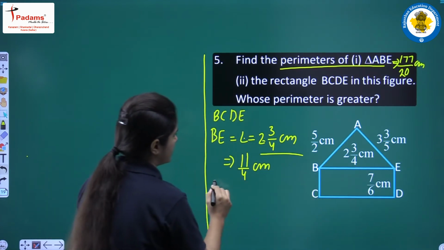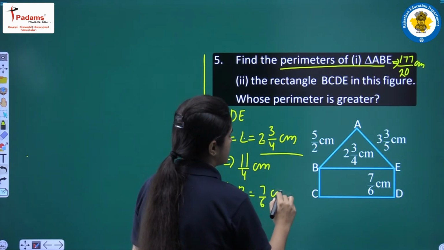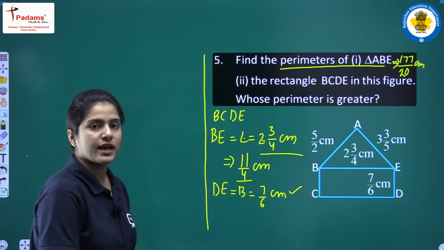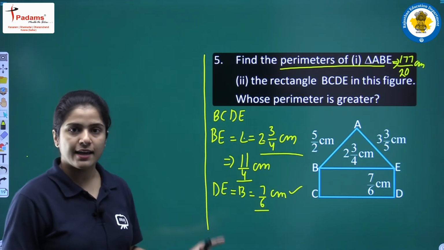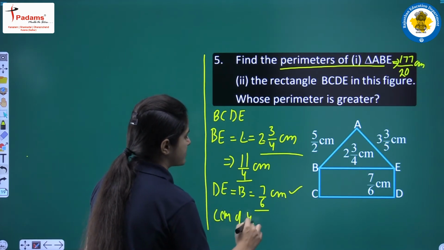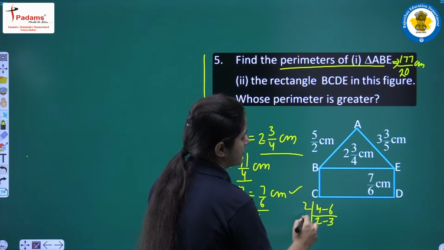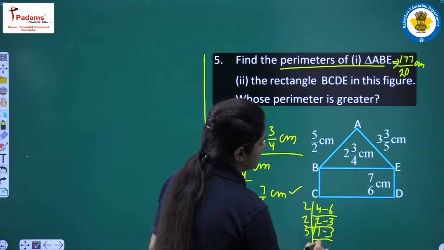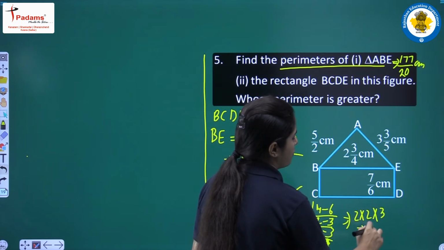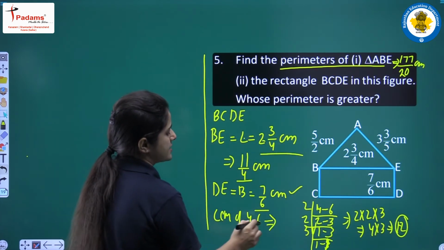And then the breadth, that is DE, which is equal to 7 upon 6 centimeter. Now this is clearly an improper fraction. Alright, so this is 11 upon 4 and this is 7 upon 6. Unlike fractions, that means you have to make the LCM. So taking the LCM of 4 and 6: 2 into 2, 2 into 3, then again 2, then 3. So 2 into 2 into 3, which means 4 into 3, that is 12. So the LCM of 4 and 6 is equal to 12.